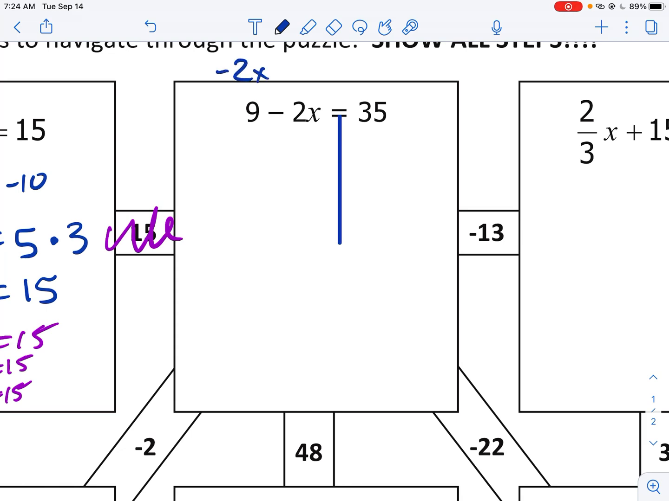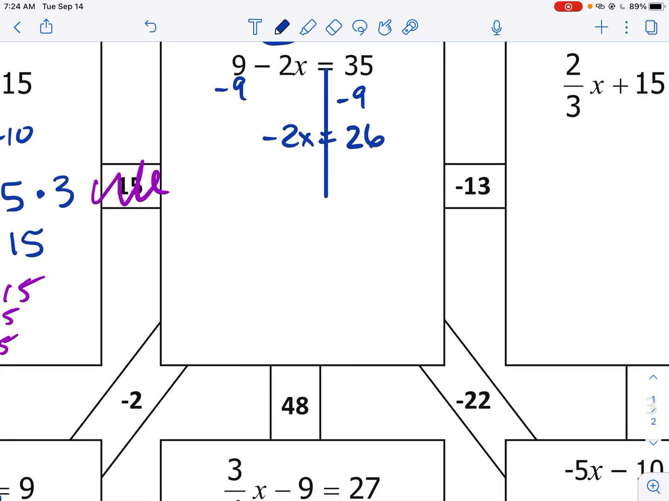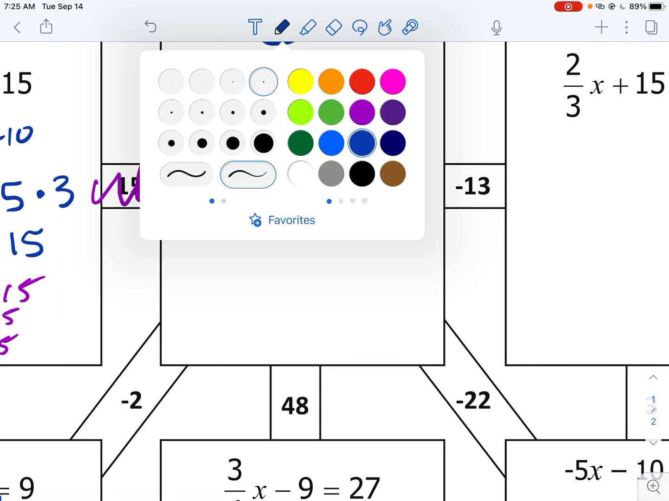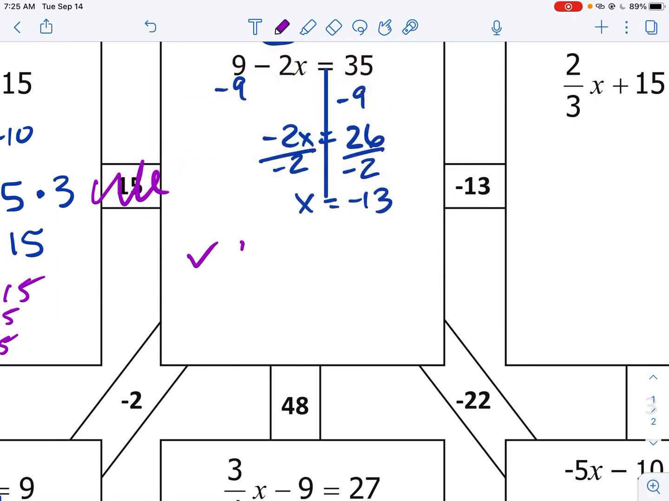okay, the 9 is out in front. That's okay. If you need to rewrite this so that it says negative 2x plus 9 equals 35, this is addition. The opposite of addition would be subtraction, so I'm going to subtract 9 from both sides of the equal sign. When I subtract 9, I would get 26. Now, this is multiplication, so the opposite of multiplication is division. So I would divide both sides by the negative 2 and get x equals negative 13.